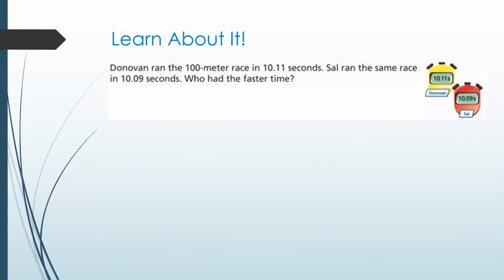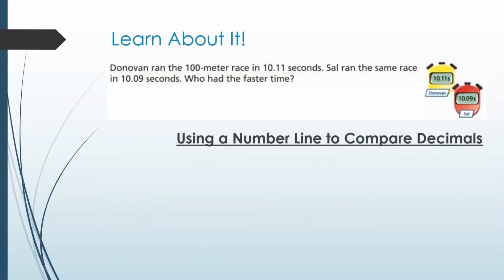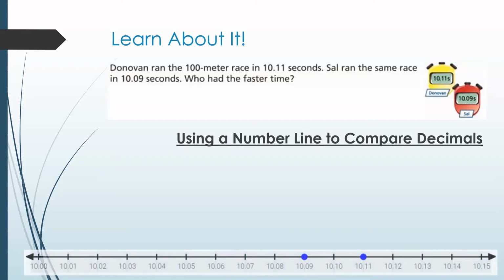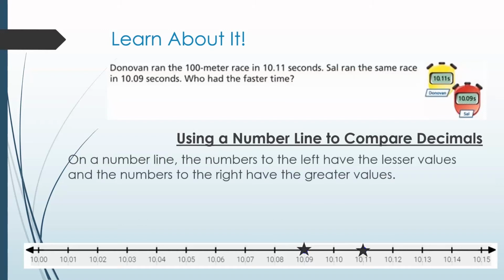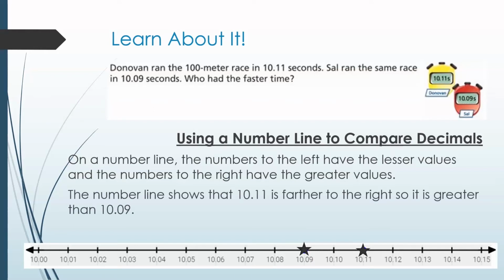Another great strategy that we can use to compare decimals is using a number line. First, we have to make sure we have appropriate intervals. Then, we need to plot each decimal on the number line. When we use a number line, the numbers to the left have a lesser value, and the numbers to the right have a greater value. The number line shows that 10 and 11 hundredths is farther to the right than 10 and 9 hundredths. That means 10 and 11 hundredths is greater than 10 and 9 hundredths.